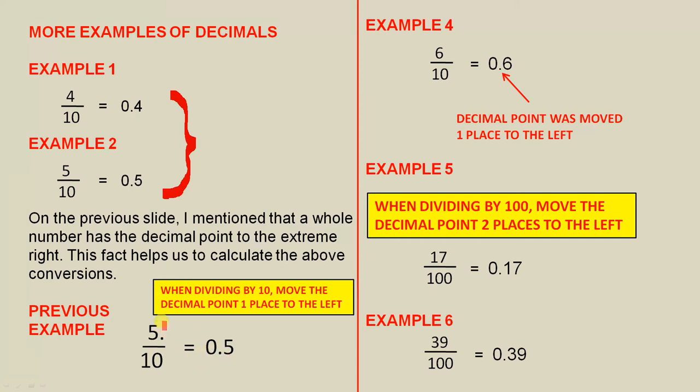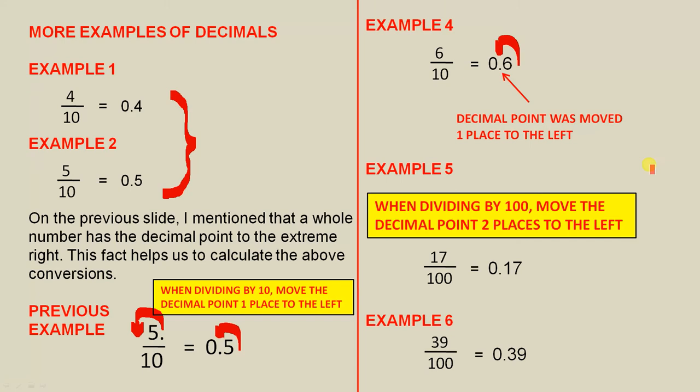Here is the invisible decimal point. When you move it one place to the left, because you're dividing by 10, that's what the rule says. When dividing by 10, move the decimal point one place to the left. So the invisible decimal point was here, so we move it one place to the left, and that's why you get 0.5. 6 over 10 equals 0.6. The decimal point was moved one place to the left. It was here, and we moved it one place to the left there. Remember, that was the rule that I gave you.